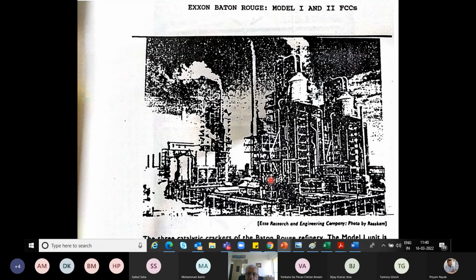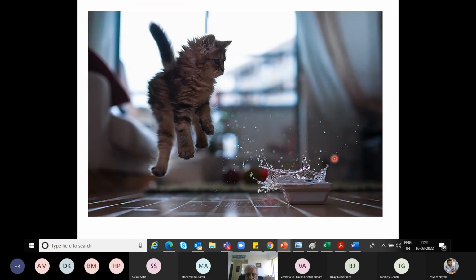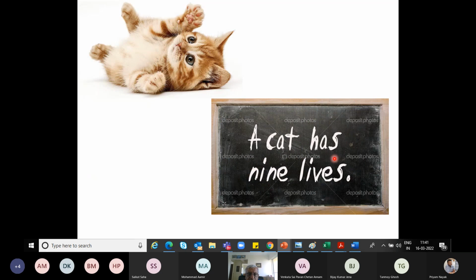And this is the picture of the Baton Rouge refinery Model 1 unit, which was invented by SO, now called Exxon. And so this is the Model 1 unit, and these are the two Model 2 units. And of course, they have now been replaced by more modern technology, which has been developed by what is now called Exxon Mobil. I remember I have already told you about the analogy of the FCC with a cat, in terms of 9 lives. I do not know how many lives FCC has gone through, but essentially it is still evolving as we speak.